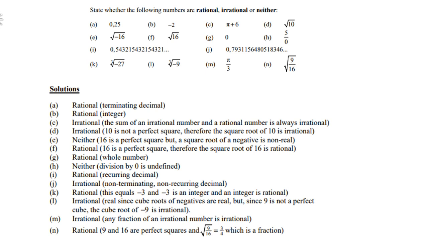Number L, the cube root of negative 9, irrational. Cube roots of negatives are real, but since 9 is not a perfect cube, the cube root of negative 9 is irrational. M, pi divided by 3, irrational. Any fraction of an irrational number is irrational. And N, the square root of 9 over 16 is rational. 9 and 16 are perfect squares, and the square root of 9 over 16, of course, is 3/4, which is a fraction.